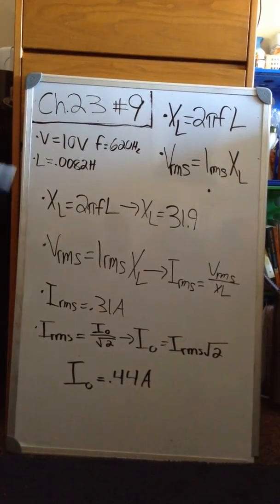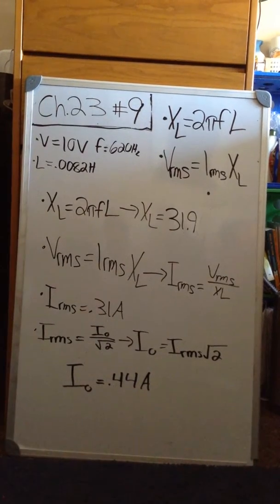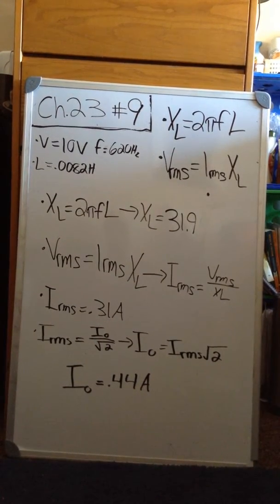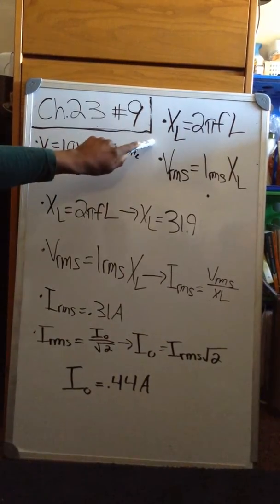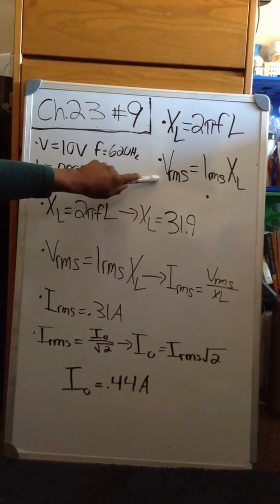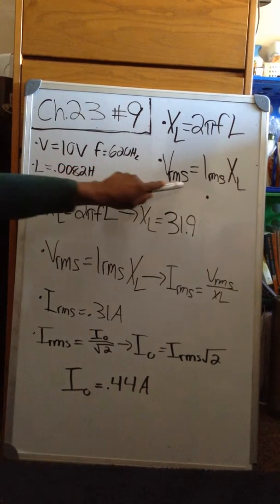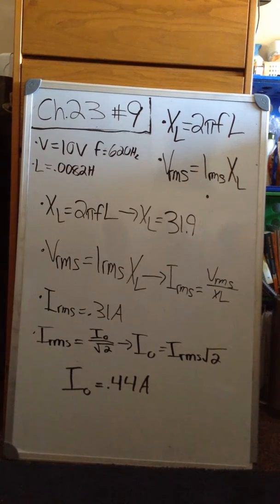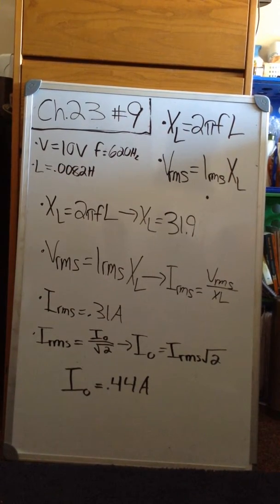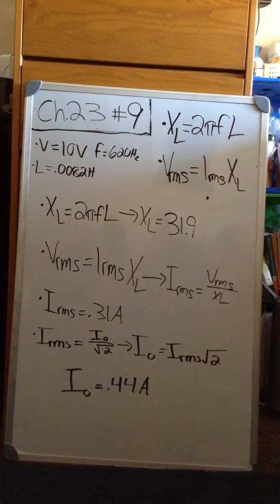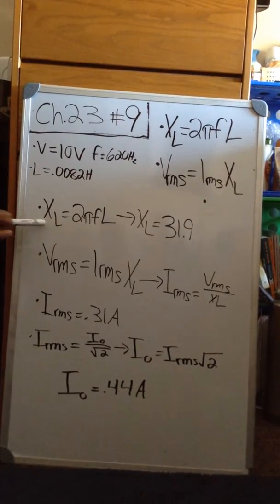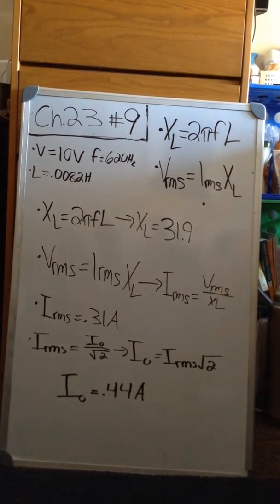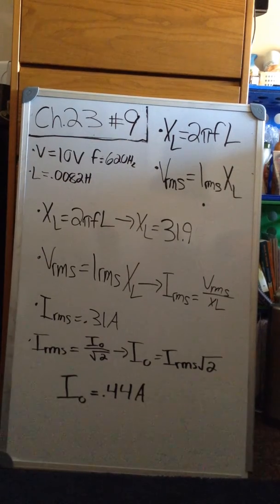So from these variables, we can figure that we need to solve for the inductive reactance, and then plug our inductive reactance into this equation here, which we can ultimately solve for our average current value, and then from there we can manipulate that to solve for our peak current. But first we should solve for our inductive reactance. So for that, the equation is as indicated here.